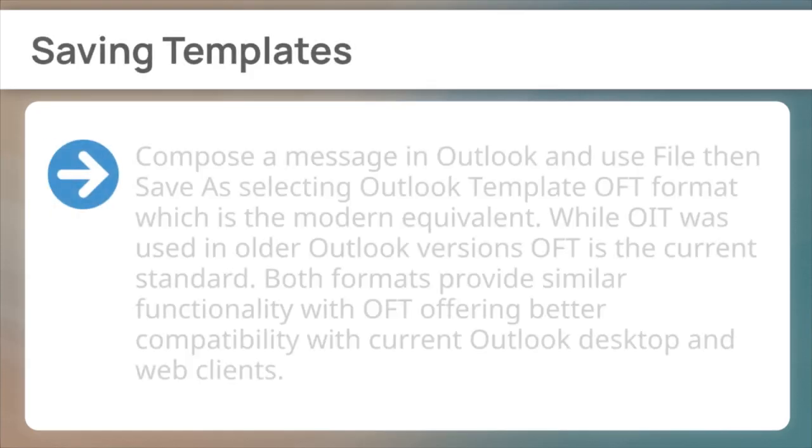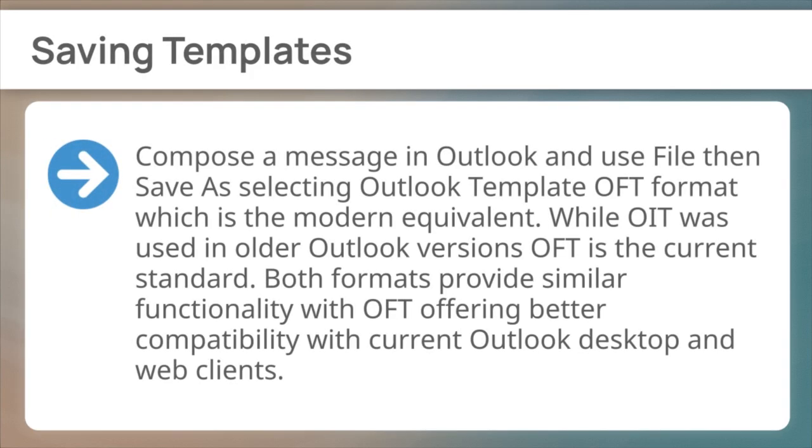Next, saving templates. Compose a message in Outlook and use File then Save As, selecting Outlook Template OFT format, which is the modern equivalent. While OIT was used in older Outlook versions, OFT is the current standard. Both formats provide similar functionality, with OFT offering better compatibility with current Outlook desktop and web clients.